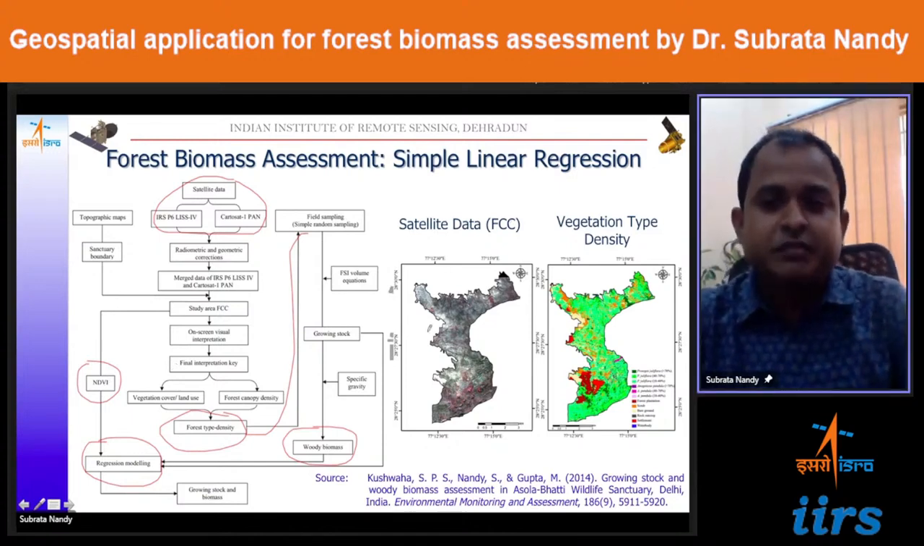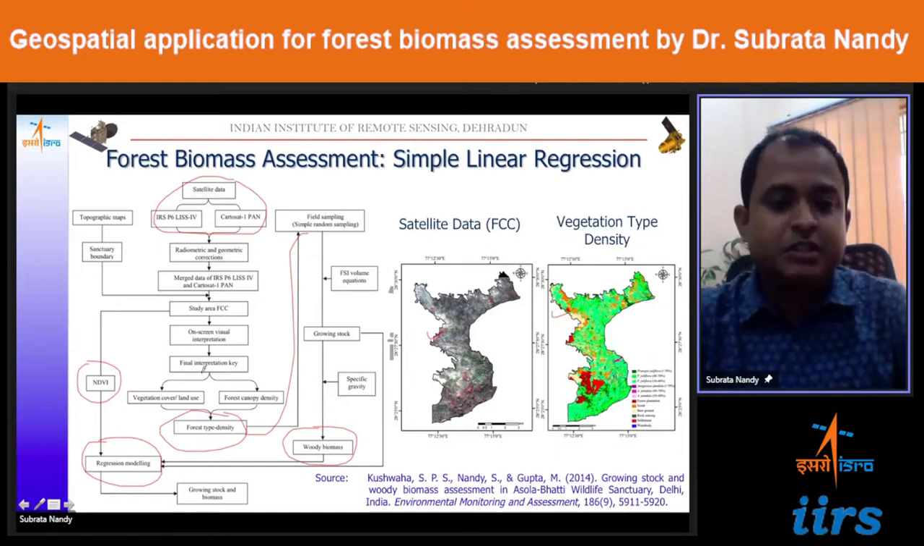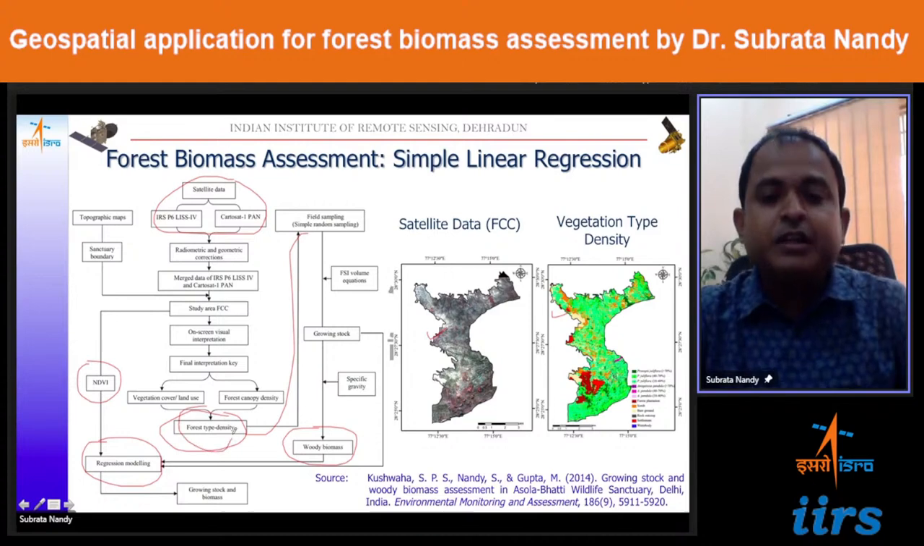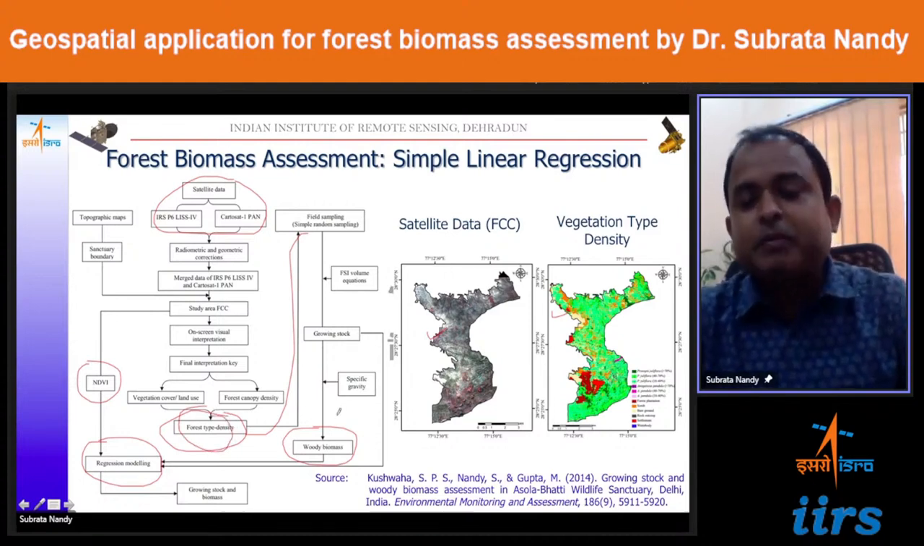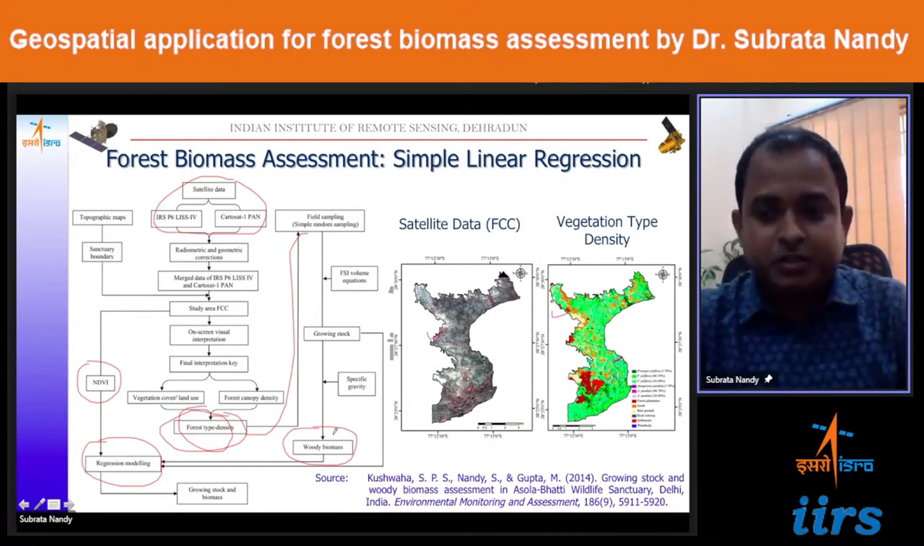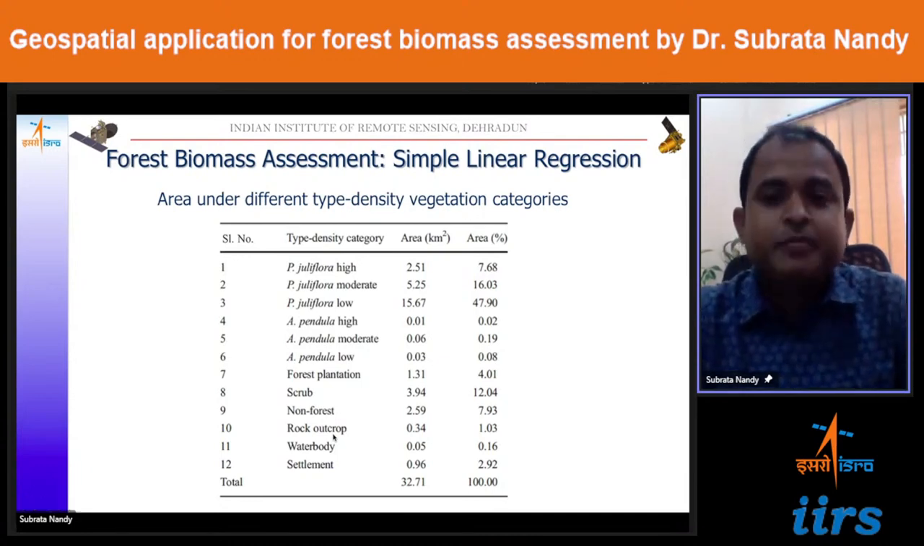Now we are considering this is the standard FCC, and here we have done the vegetation type, or you can say forest type density map. What we are talking of here is required to stratify the forest, and then we lay sample plots to calculate the woody biomass of this region, of any region. Now this is the area estimates under different type density classes.